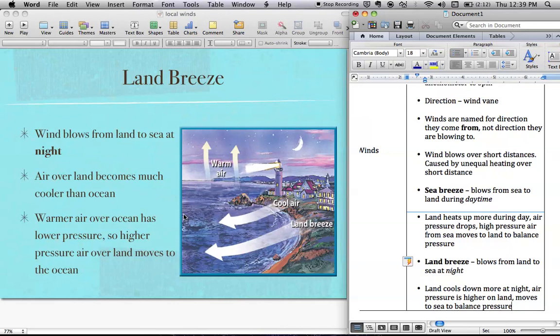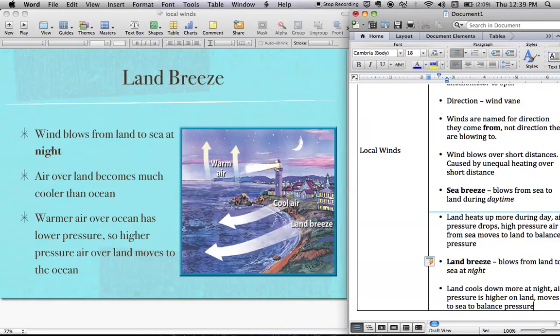All right, we also get local winds that happen all over the place, just from little differences in cloud cover and all sorts of other things. But these are the two local winds that you'll need to know because they are very common. They happen on pretty much every coastline throughout the world. So that is the causes of winds and the local winds that you'll need to know.